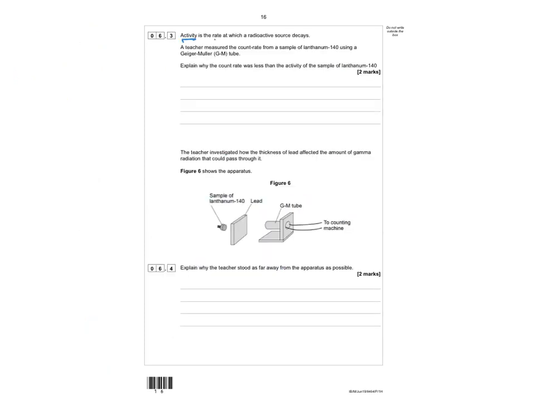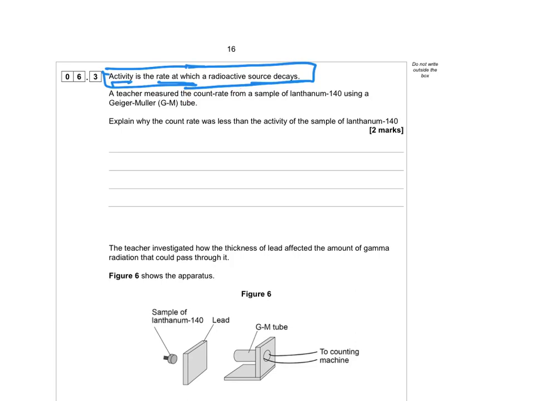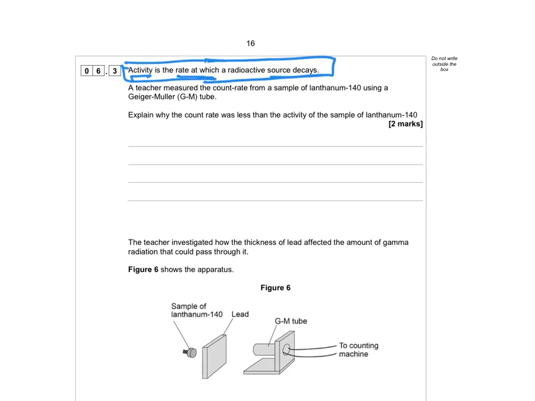Okay, activity is the rate at which a radioactive source decays. This definition here given to you is going to be useful later on. A teacher measured the count rate from a sample of lanthanum using a Geiger-Müller tube. Explain why the count rate was less than the activity of the sample. Well, if the activity is the rate at which it decays, and our count rate is what we measure, it's kind of a bit of an obvious one, really.